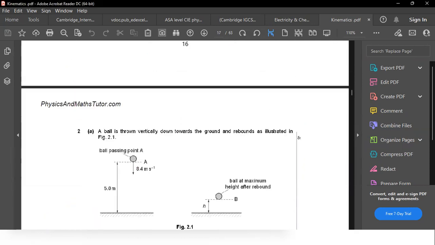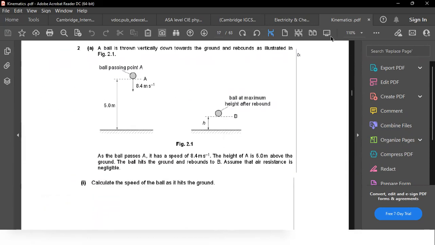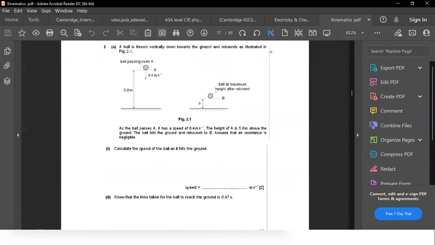Now, this is another question that you are going to be dealing with. Again, this is not related to projectile motion. You're simply dropping the ball down. A ball is thrown vertically down towards the ground and rebounds as illustrated. As the ball passes A, it has a speed of 8.4 meters per second. The height of A is 5 meters above the ground. The ball hits the ground and rebounds to B. Calculate the speed of the ball as it hits the ground.